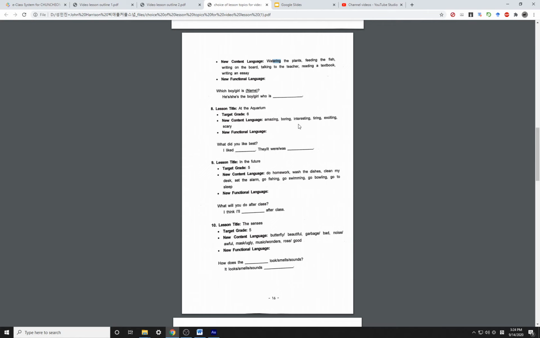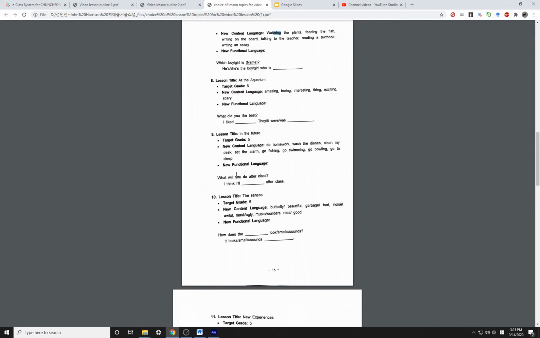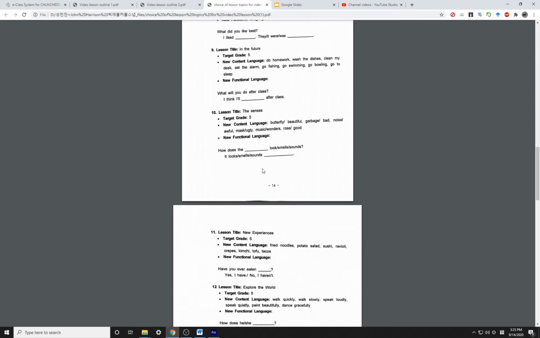In the future, talking about the future, what's going to happen, not what are we going to do, what will the students do later in their lives, years away, but rather, what are they going to do later today, after class? So very relatable and easy to understand. And then talking about the senses, how does the blank look, smell, sound? Talking about 5 senses. How does a butterfly look? It's beautiful. How does garbage smell? Bad. So words to work with. And we have 2 more lessons.